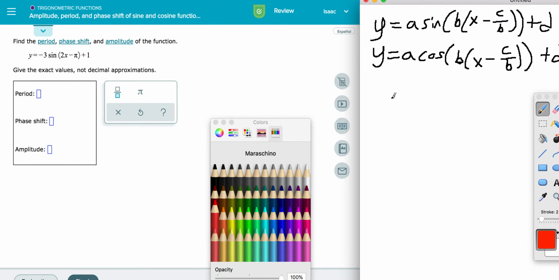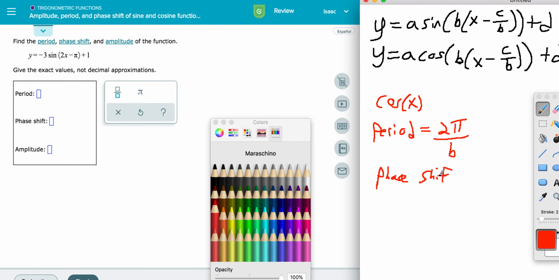Okay, and the period of a plain old cosine x function is 2 pi. So the period for any other function with some modifications in it, like cosine 2x or cosine x over pi, is just going to be 2 pi divided by b. So when you identify the letter B, which I'll do in this example in just a second, that tells you the period. And then the phase shift is C over B.